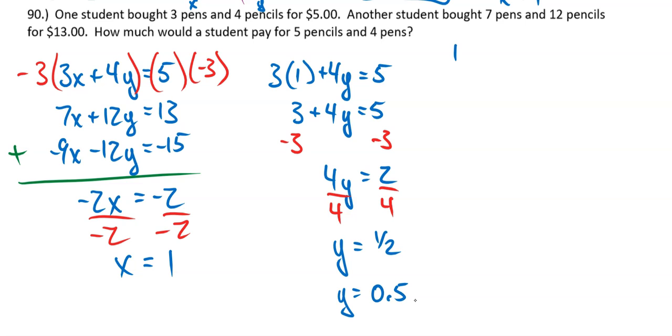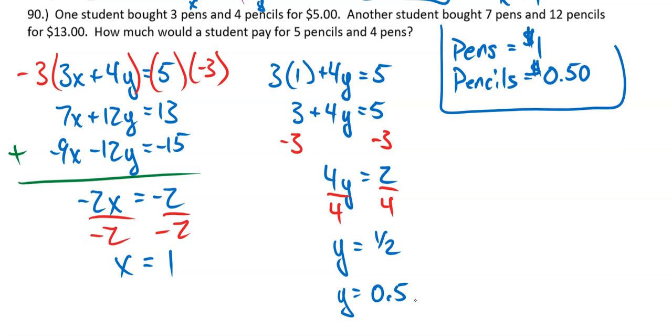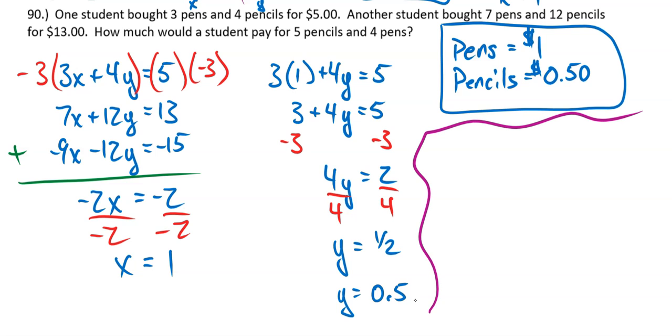We're now saying that, hey, the pens cost $1 each, and the pencils cost 50 cents each. Okay? Half a dollar. Okay? And that's great information, but that still doesn't quite answer the question. That's part of what I needed for the answer. Okay? But if it asks me, hey, how much is it going to run me if I buy 5 pencils and 4 pens? Well, let's find out.